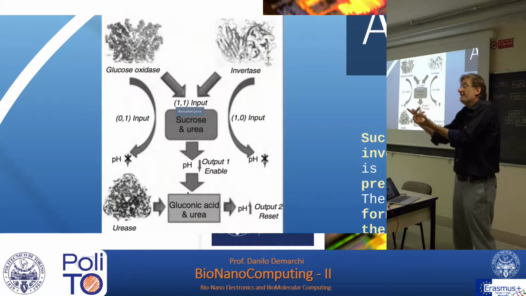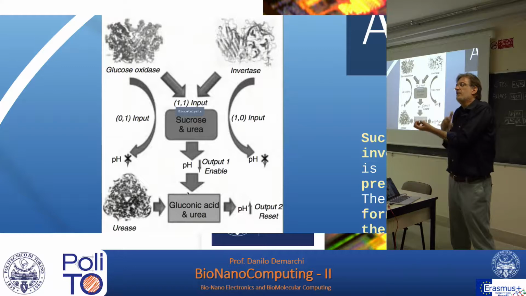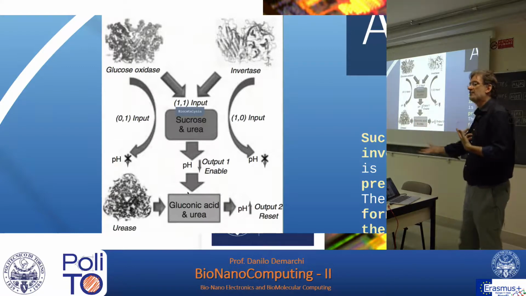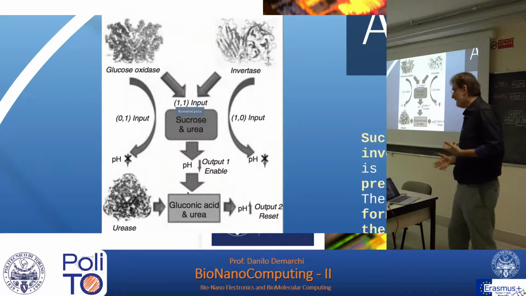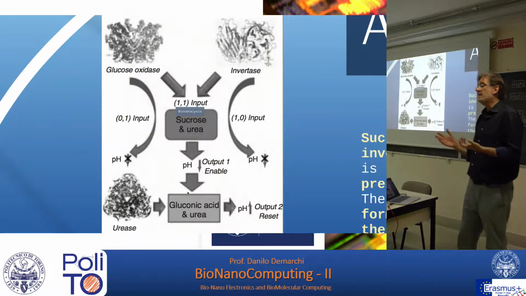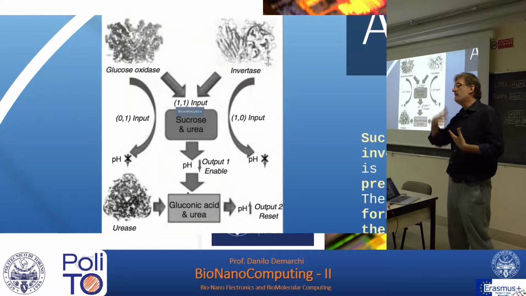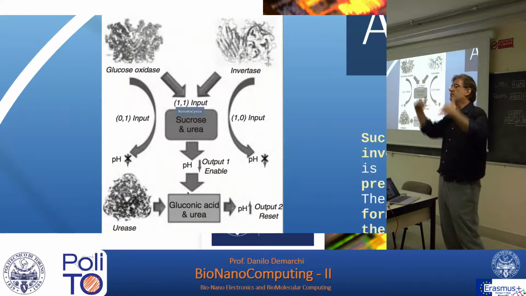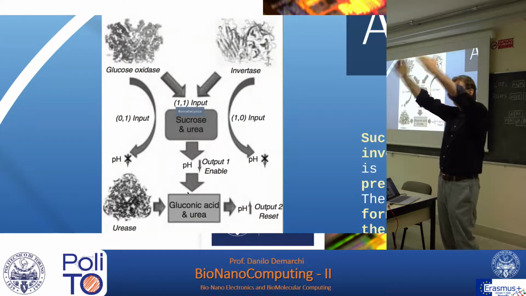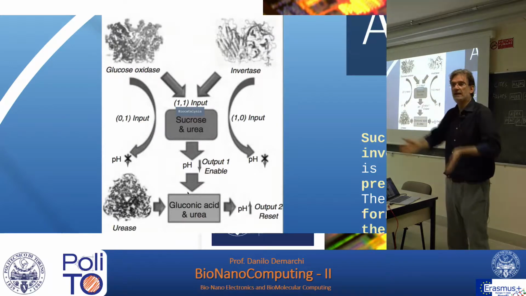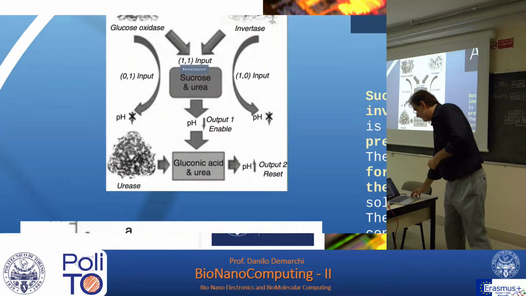It's no more running because the pH is already down, so I have to reset. In all biological reactions like this one, you have to reset. In this case, you use urease, which will destroy the gluconic acid and reset the pH to the standard value, so your gate is ready to restart and work again.